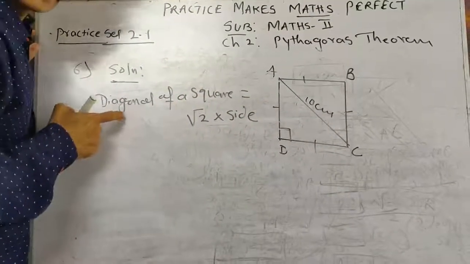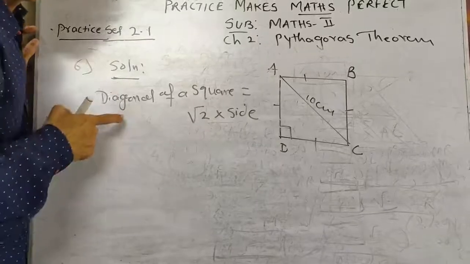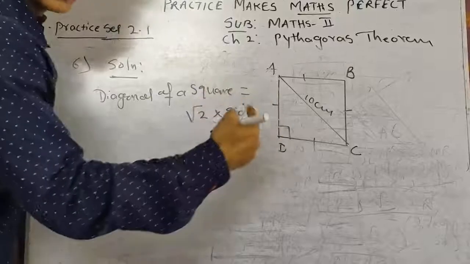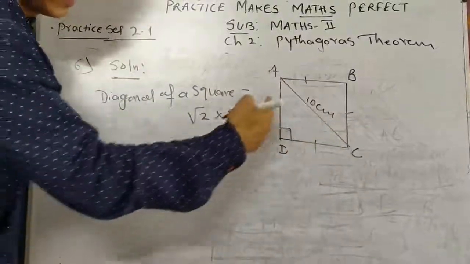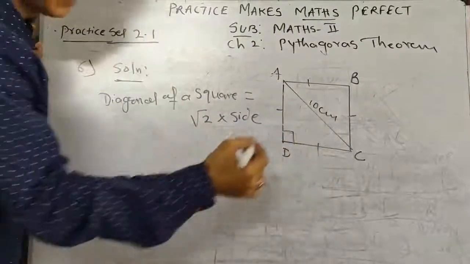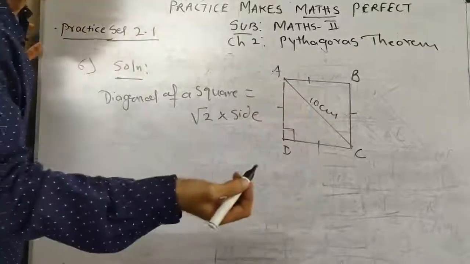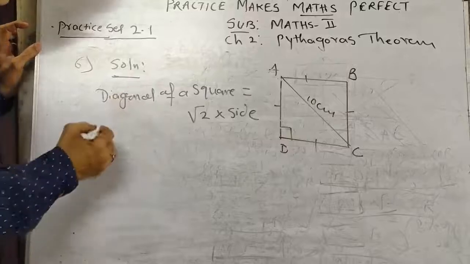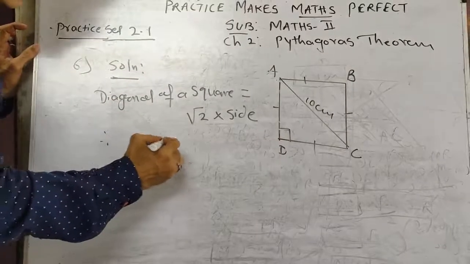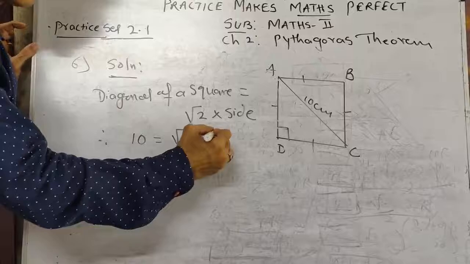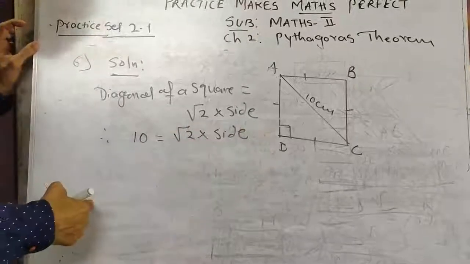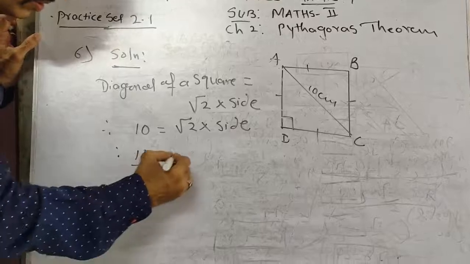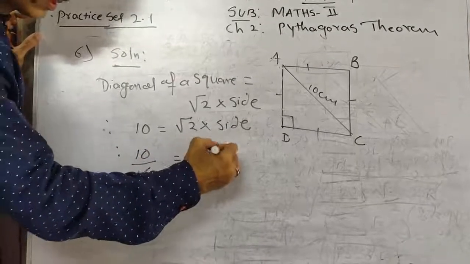This you have studied in 9th standard also. This formula I have given in 9th standard also to you. So this is very easy. You can also solve with the help of the Pythagoras theorem. You can assume this as x and you can solve it. But this is very easy. Diagonal of a square is equal to root 2 into side. So the diagonal of the square is 10. 10 is equal to root 2 into side. Root 2 will come here and divide. You will get 10 upon root 2 is equal to side.